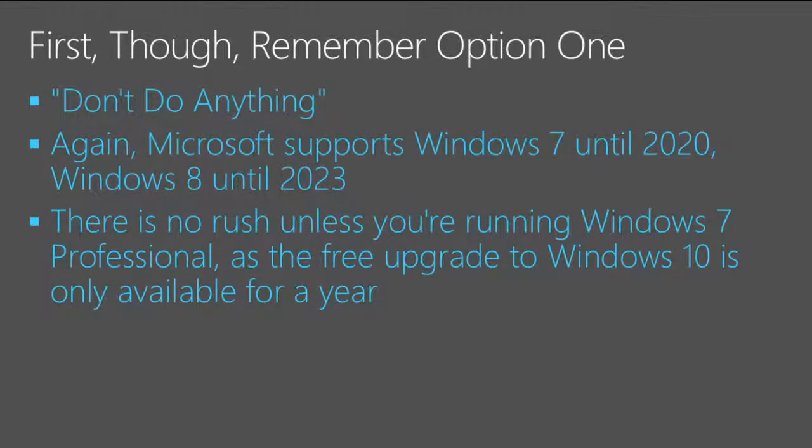So that's option one. Don't do anything. Look, Windows 7 is good stuff. Server 2012 is good stuff. If you're still on 2008 R2, cool, but get to 2012 R2 as soon as you can, because that's really good stuff. Maybe you do an Office 365.